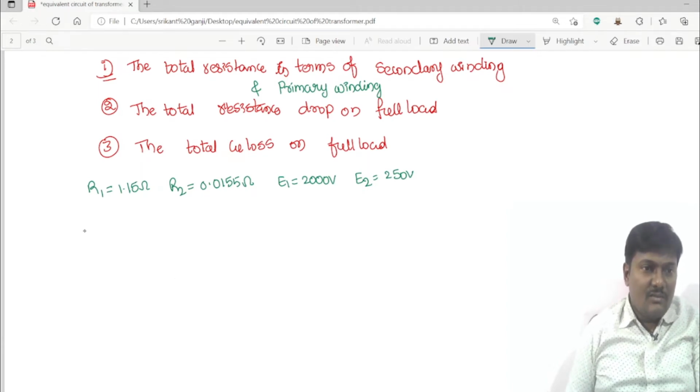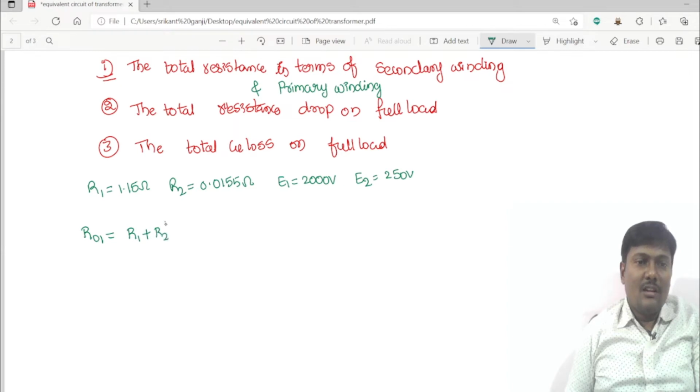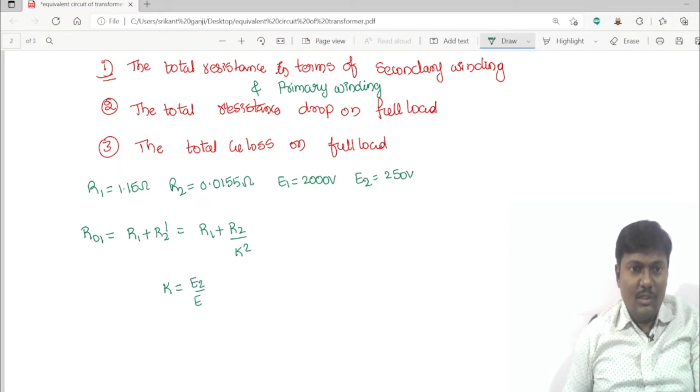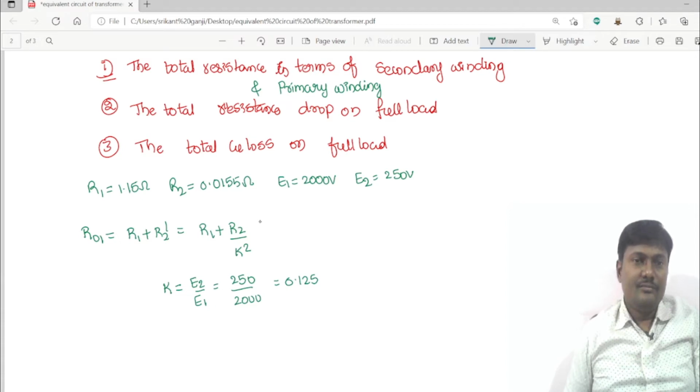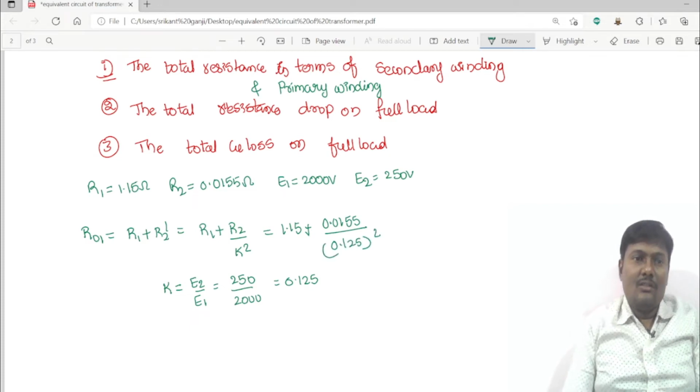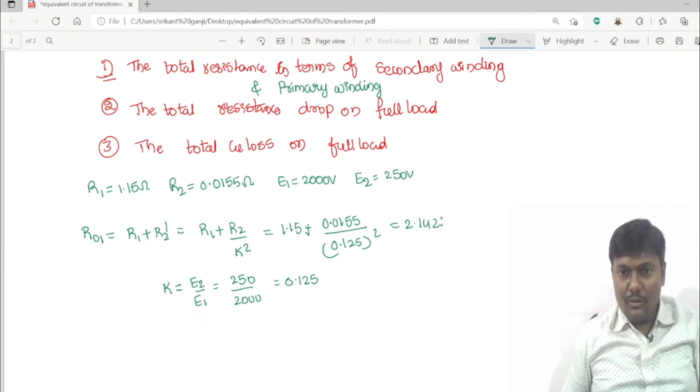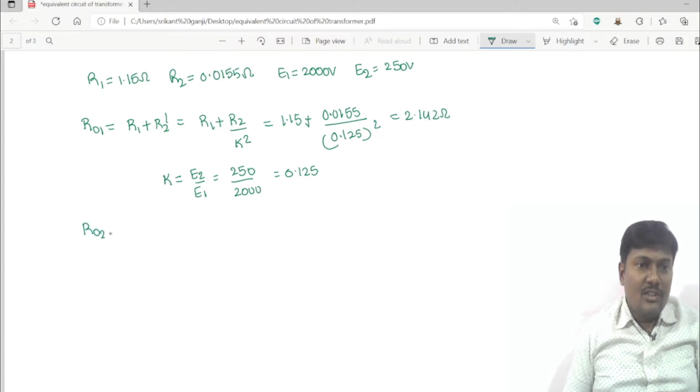And what is the formula? Total resistance when referred to primary, R01 is equal to R1 plus R2 dash, that is R1 plus R2 by K square. What is K? K is equal to E2 divided by E1, so that is 250 divided by 2000, which is equal to 0.125. The R1 value is 1.15 plus the R2 value 0.0155 divided by K square, 0.125 whole square. Now what is the answer? Total resistance when referred to primary is equal to 2.142 ohms.